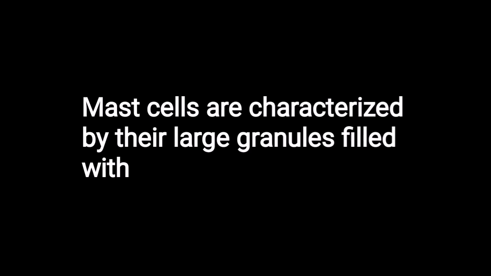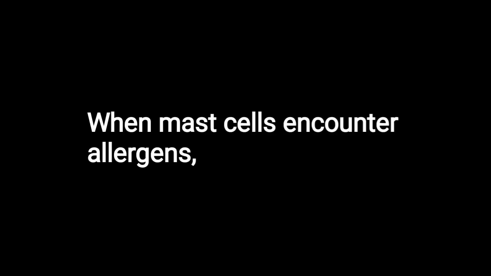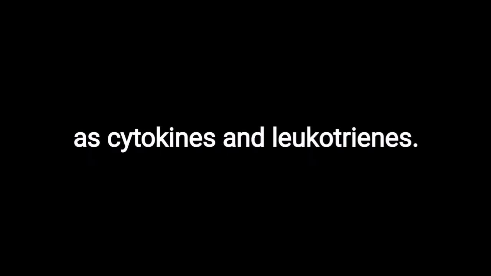Mast cells are characterized by their large granules filled with various bioactive substances, making them essential for mediating inflammatory responses and protecting the body from harmful agents. One of the key features of mast cells is their ability to release histamine, a potent chemical mediator involved in allergic reactions. When mast cells encounter allergens, substances that trigger allergies, they can become activated and degranulate, releasing histamine and other inflammatory mediators such as cytokines and leukotrienes.